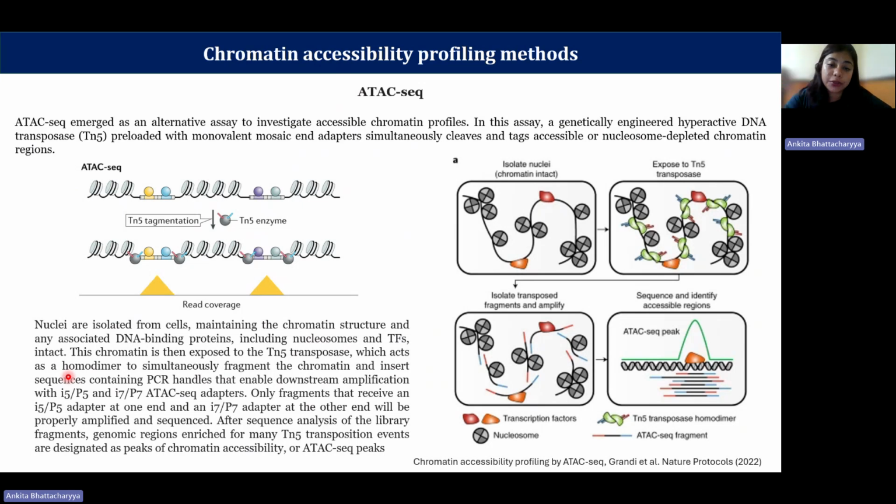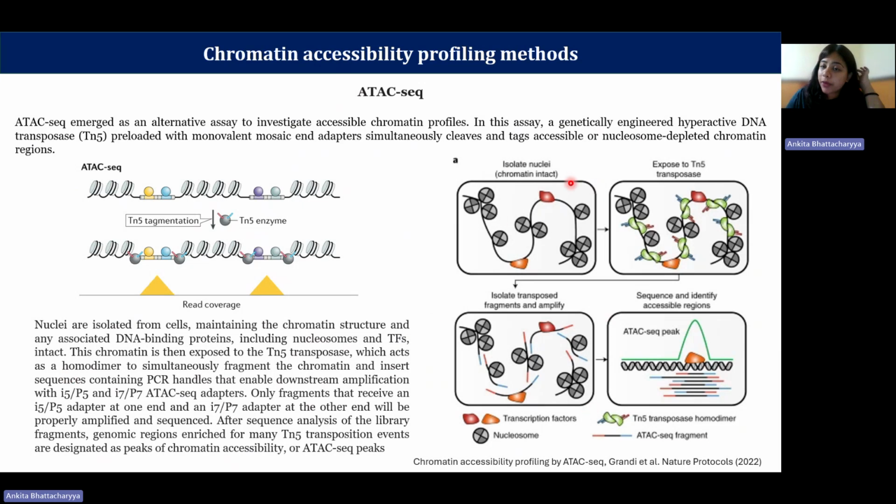Only those fragments that receive one I5 adapter at one end and the I7 adapter at the other end will get amplified and undergo sequencing. And after analysis, genomic regions or genomic fragments which are enriched for many transposition events will be recognized as ATAC-seq peaks, and that will give you your conclusive, statistically significant, and biologically relevant conclusions in your study. So this is what the process is summarized like.